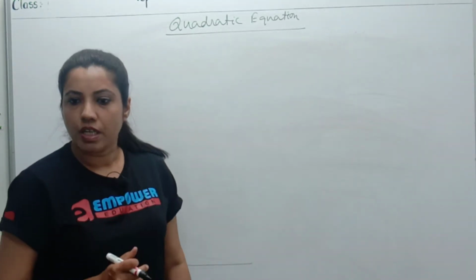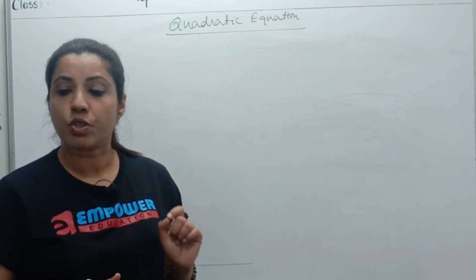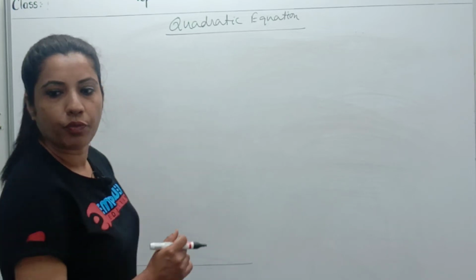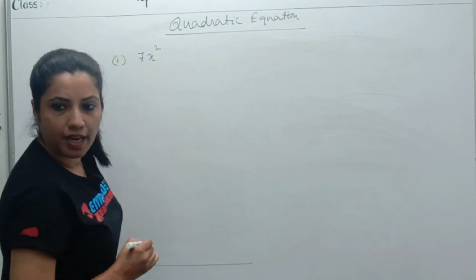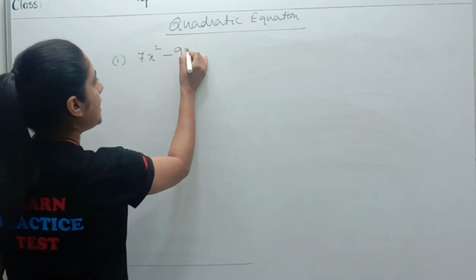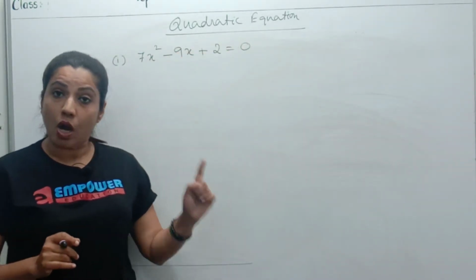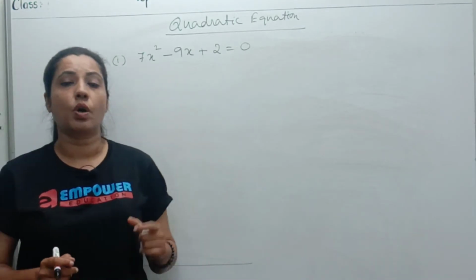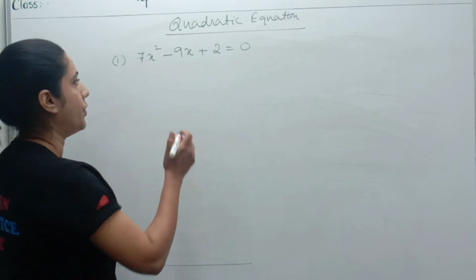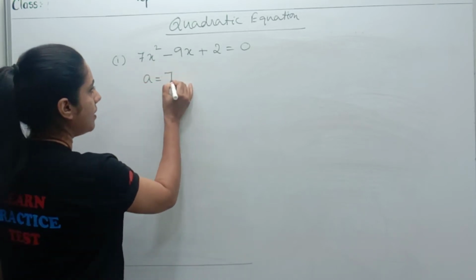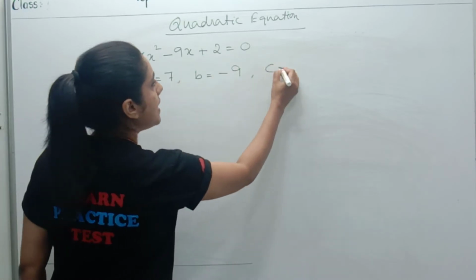The first question: without solving, comment upon the nature of the roots of each of the following equations. The first question given to you is 7x square minus 9x plus 2 equal to 0. You cannot solve it. Without solving, you need to comment on the nature of the roots. So let us find out our a, b, c first. Our a is 7, b is minus 9 and c is 2.